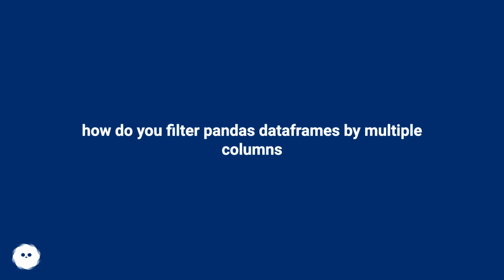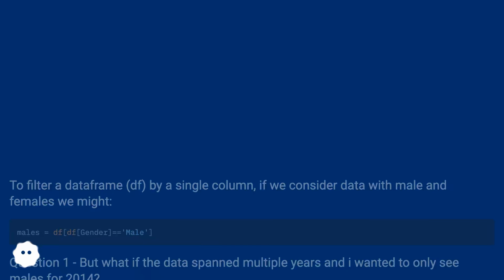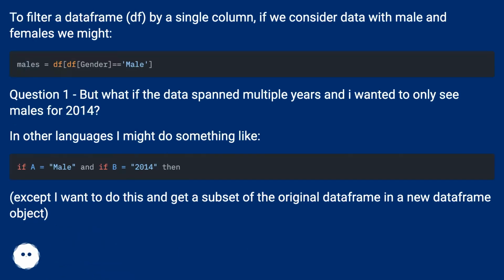How do you filter Pandas data frames by multiple columns? To filter a data frame DF by a single column, if we consider data with male and females, we might do this. Question 1: but what if the data span multiple years and I wanted to only see males for 2014?